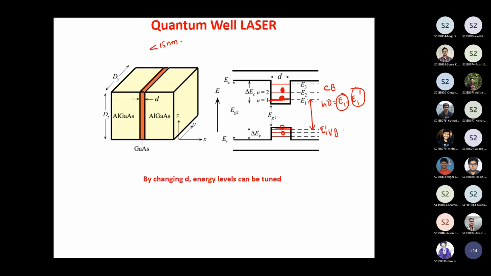Nowadays, almost all semiconductor lasers are based on quantum well structures. These kinds of lasers are very important, and you call it the quantum well laser. The advantage is you can precisely adjust E1 and E1 prime. In fact, by changing the width D, the wavelength of the photon that is being emitted from this structure can also be tuned. That's a big advantage of a quantum well laser.